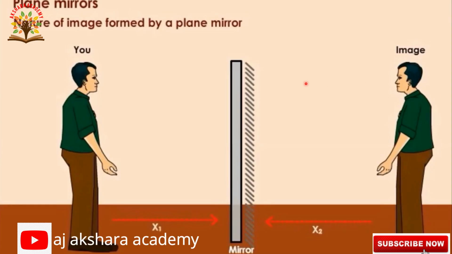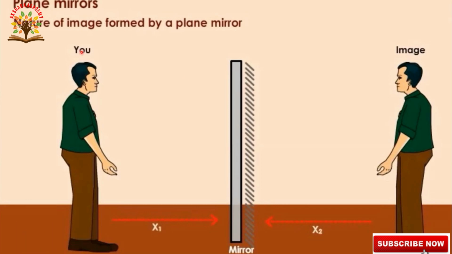Next, plane mirrors. First, what is a mirror? A mirror is a polished surface which reflects almost all the light incident on it. Mirror types: plane mirrors. Nature of image formed by a plane mirror. This is a virtual image.